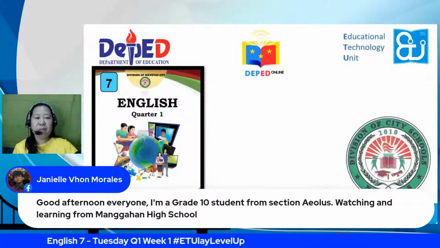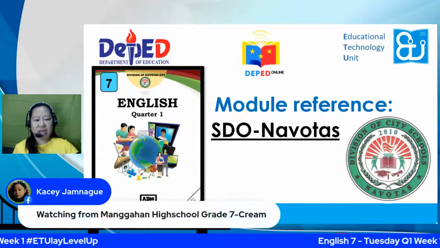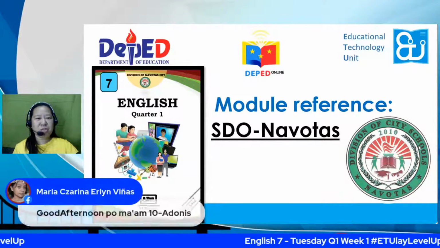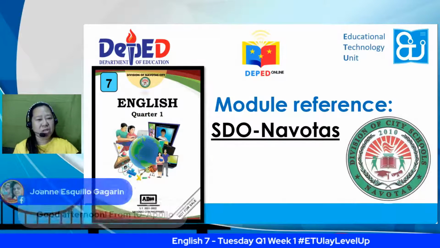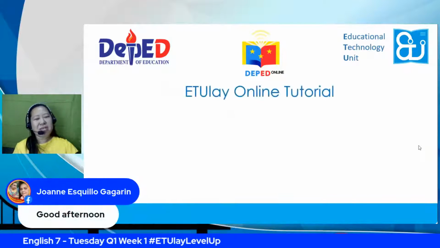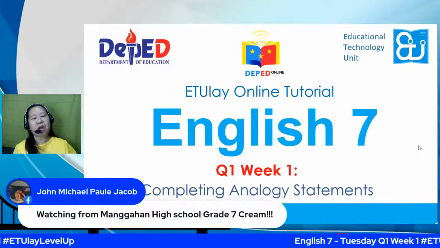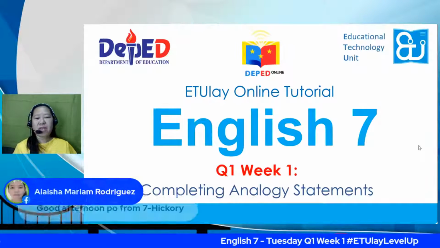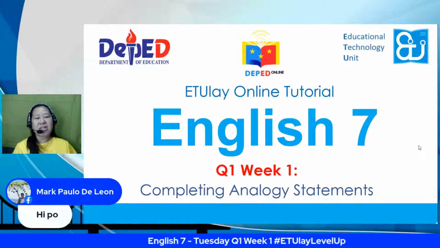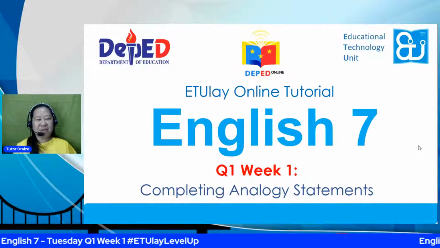By the way, before we begin, let me just thank SDO Navotas for allowing us to use their self-learning modules for this quarter. Thank you, SDO Navotas. So this is English 7, and today we're going to have quarter 1, week 1, and we will be discussing completing analogy statements. So before we begin, prepare to be amazed.